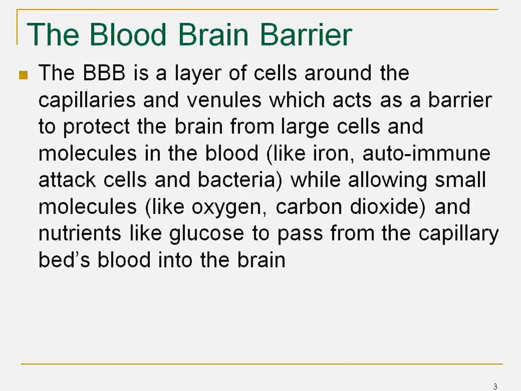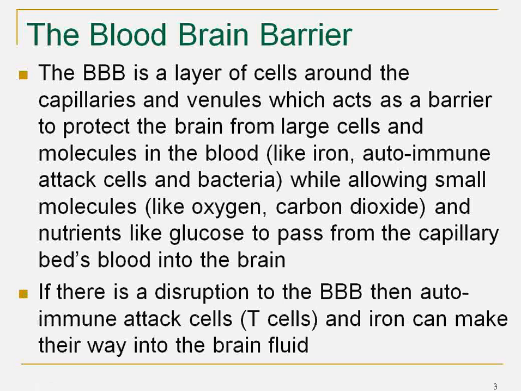This is a unique barrier. It's a layer of cells around the capillaries and venules, and it acts as a barrier, and it protects the brain from such large cells and molecules as iron, the autoimmune attack cells, and bacterial cells, while at the same time it allows small molecules like oxygen and carbon dioxide and nutrients like glucose to pass from the blood into the brain.